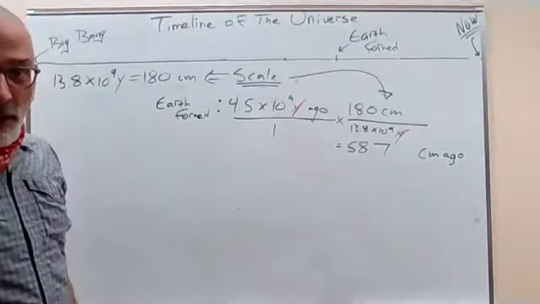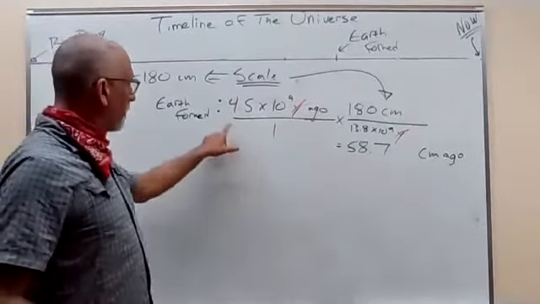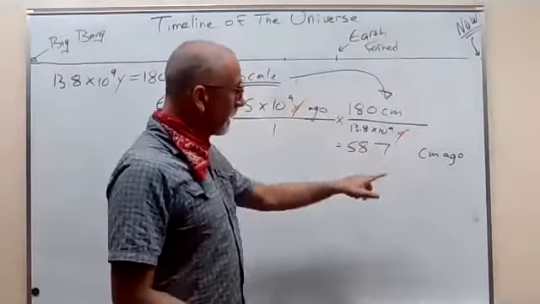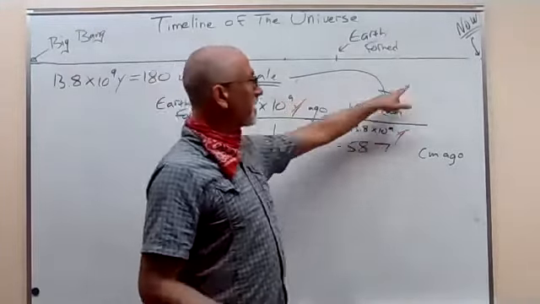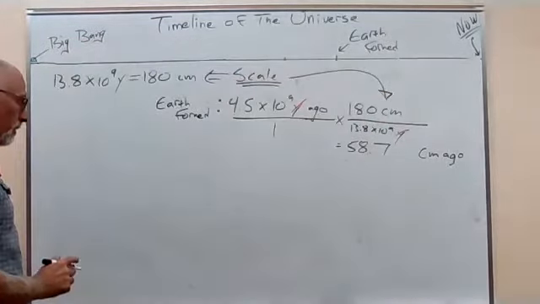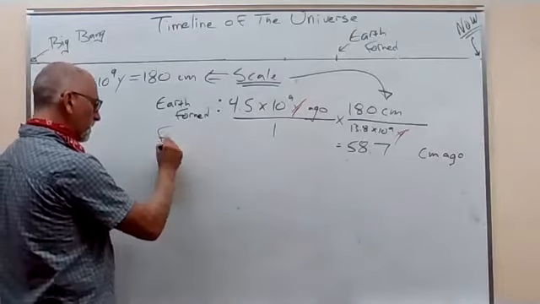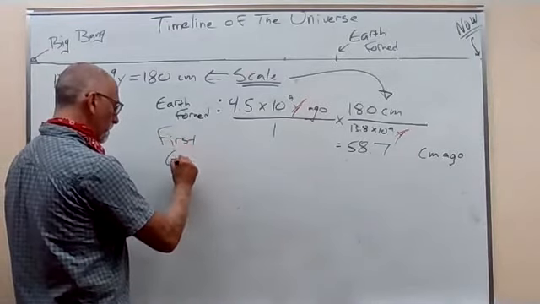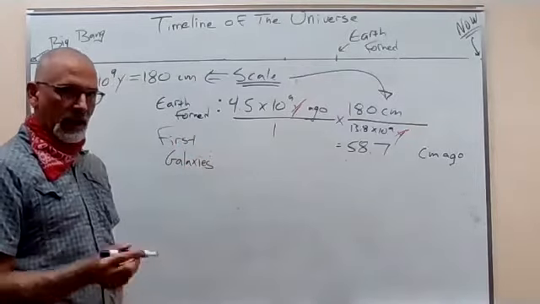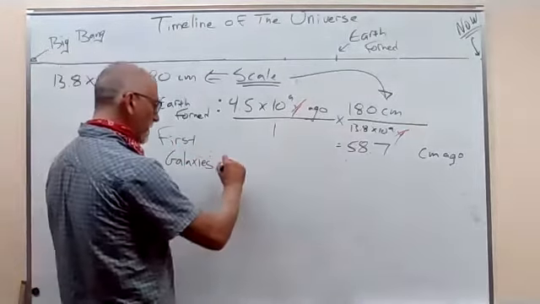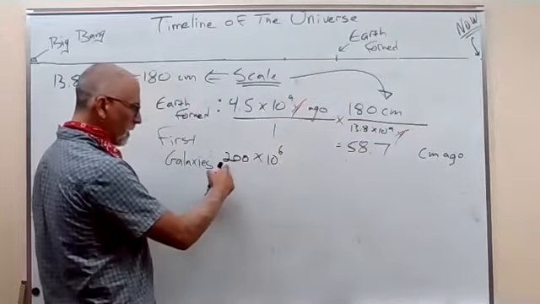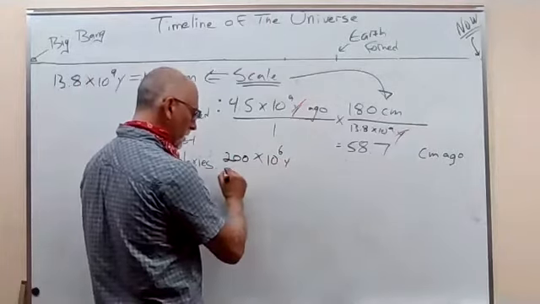There we go. So that's how I figure out where to put the Earth. The Earth formed 4.5 billion years ago, which on my timeline is 58.7 centimeters into the past. I measure backwards. Let me do another one. First galaxies. If I do my research, the first galaxies were about 200 million years ago. 200 times 10 to the 6th years ago.